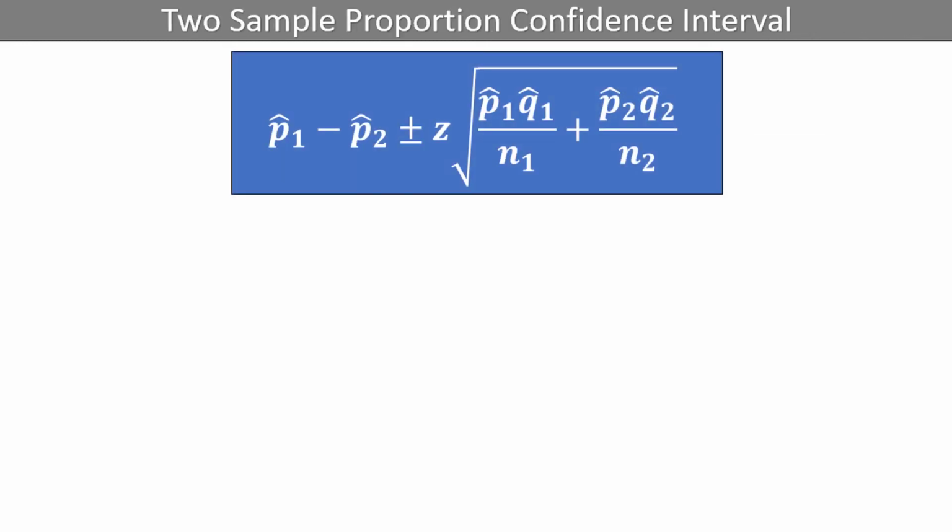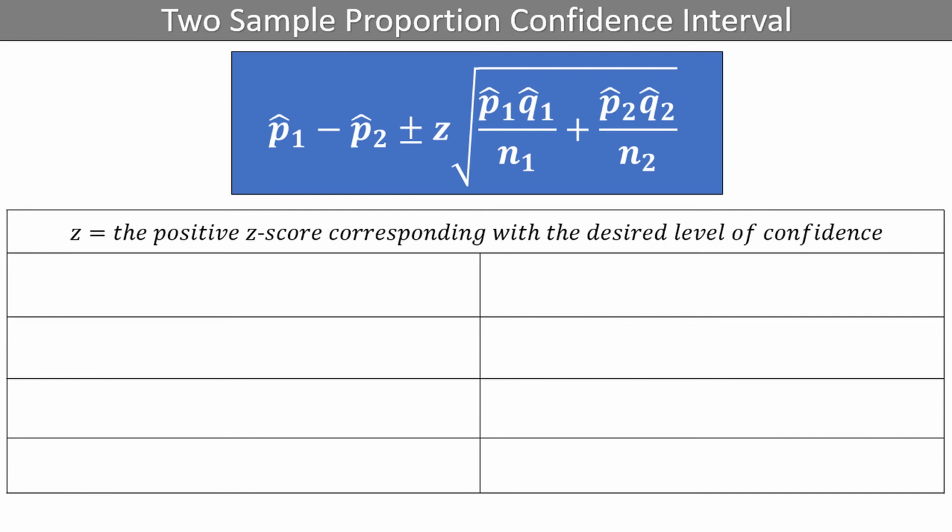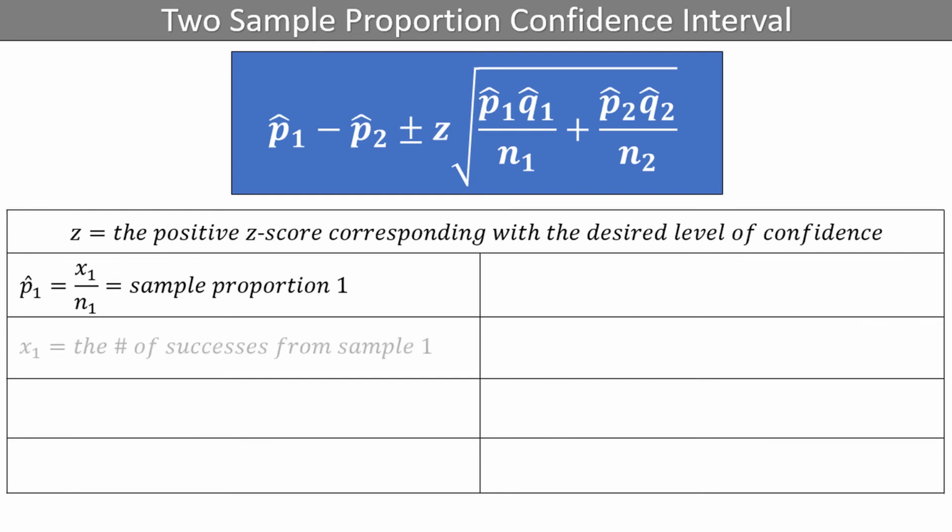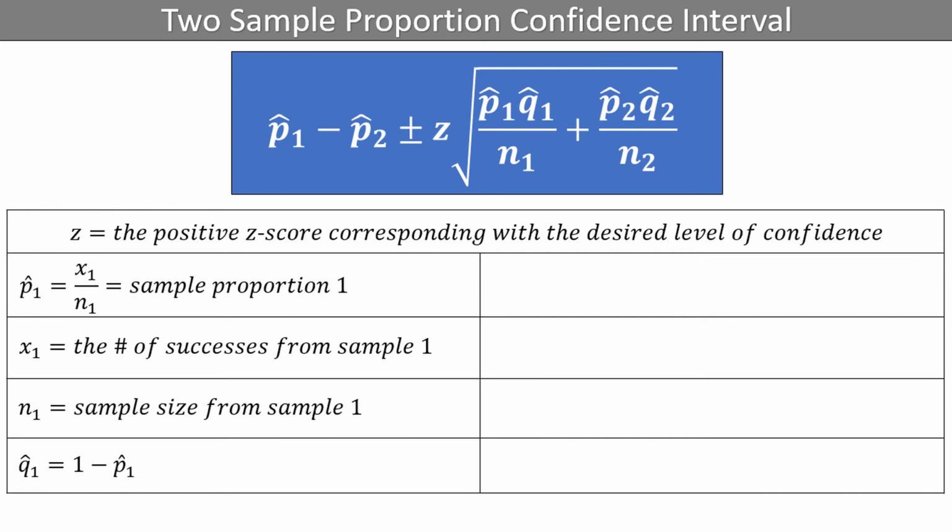Here is the formula for the confidence interval of two population proportions. We have p hat 1 minus p hat 2 plus or minus z times the square root of p hat 1 times q hat 1 divided by n1 plus p hat 2 times q hat 2 divided by n2. Z is the positive z-score corresponding with the desired level of confidence. P hat 1 is the sample proportion from sample 1 and is equal to x1 divided by n1, where x1 is the number of successes in sample 1 and n1 is the sample size of sample 1. Q hat 1 is the proportion of failures in sample 1 and is the complement of p hat, or 1 minus p hat.